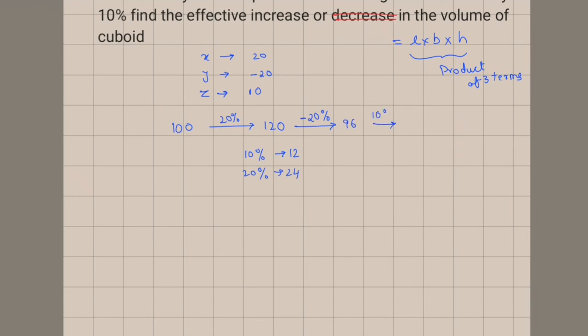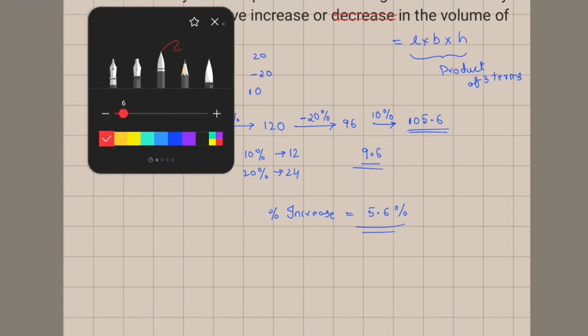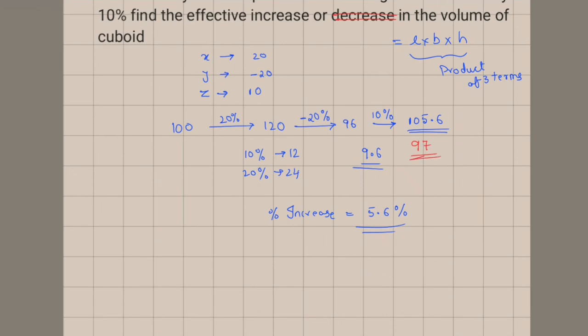96 increased by 10%. What is 10% of 96? 9.6. See, all these things you need to calculate in your mind so that time will be saved. So if you add 9.6 to 96, you will get 105.6. So the effective increase is 5.6%. Here you got a positive term when compared with 100, so it is an effective increase. Suppose here you got 97, then minus 3%, which means a 3% decrease.